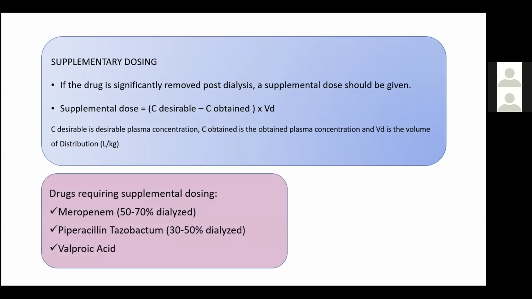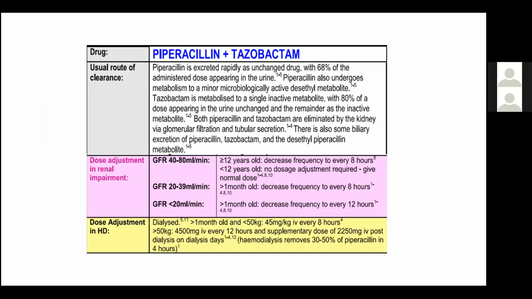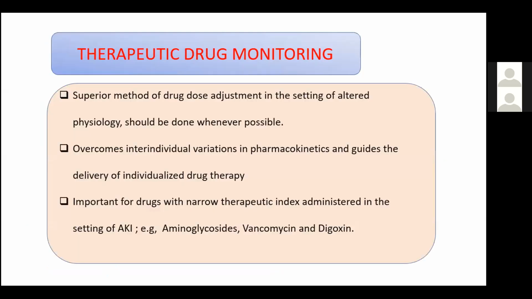The drugs requiring supplemental doses, a few examples are given over here, like meropenem, which is 50 to 70% dialyzed, piperacillin tazobactam, which is 30 to 50% dialyzed, valproic acid. Now, this is an example I've given. Say, for example, some person is on piperacillin tazobactam. So after hemodialysis, a 50% supplemental dose, 50% of the dose should be given IV post-dialysis on dialysis days, because hemodialysis removes 30 to 50% of the piperacillin in 4 hours.